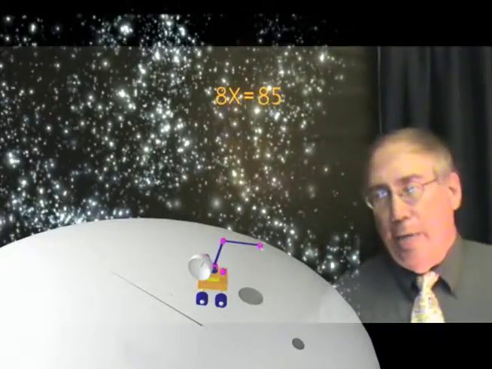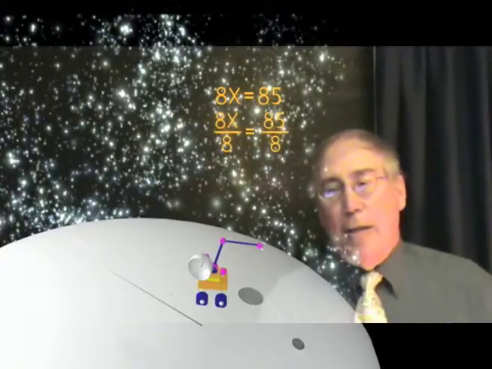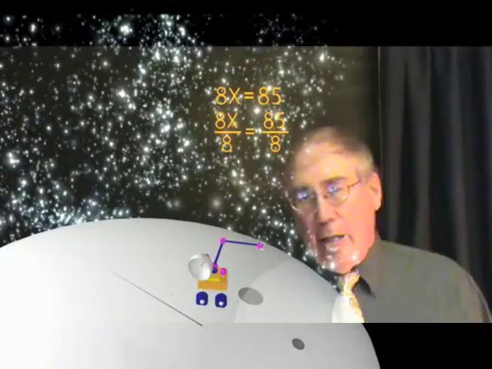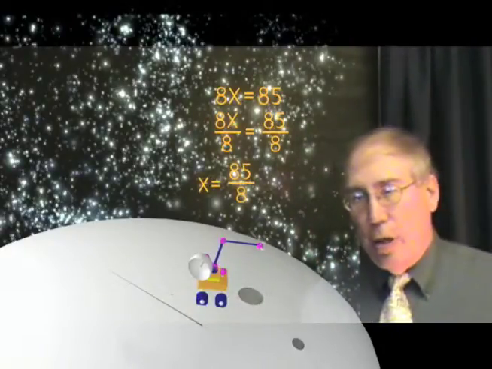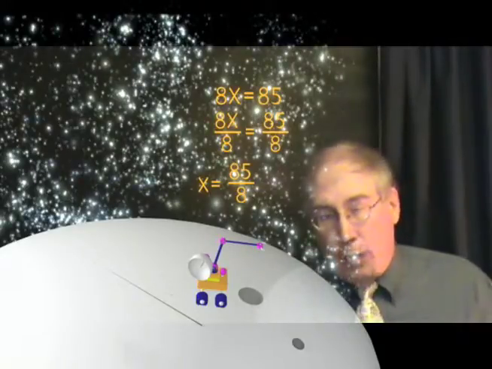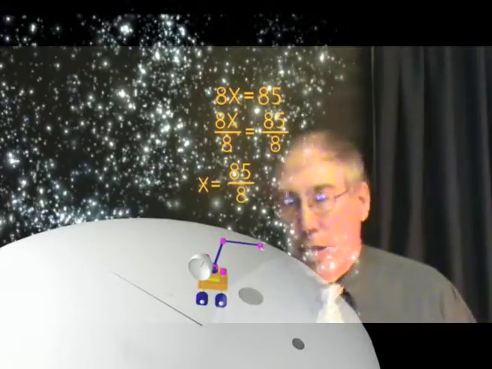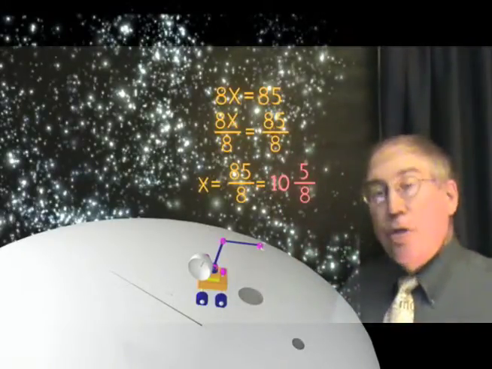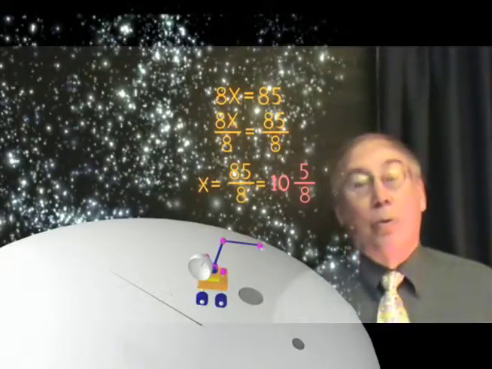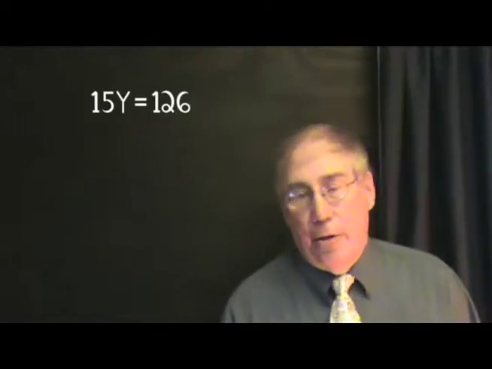8x equals 85. Take the coefficient of x, which is 8, divide that into both sides, and on the left-hand side, you'll get x. On the right-hand side, you'll get 85 over 8. Now, 8 doesn't divide into 85 evenly, so we can change that to a mixed number, and it should be 10 and 5/8. So we'll run into that situation sometime. Actually, our next problem will be like that too.